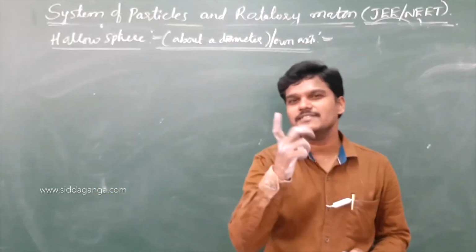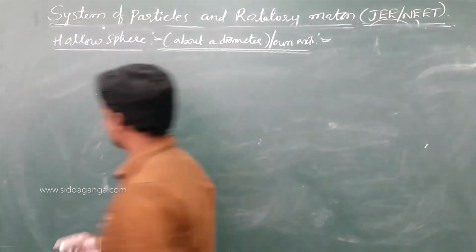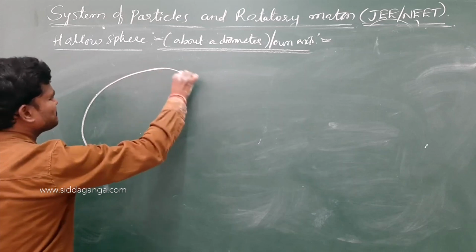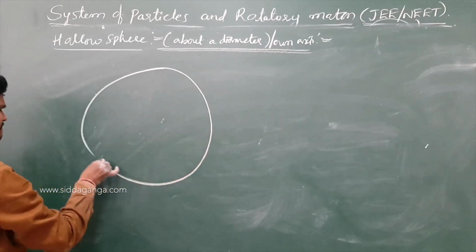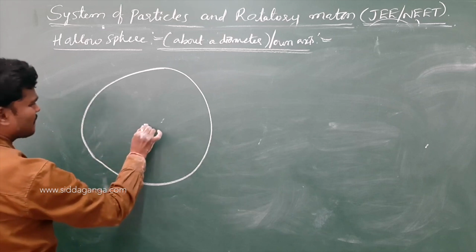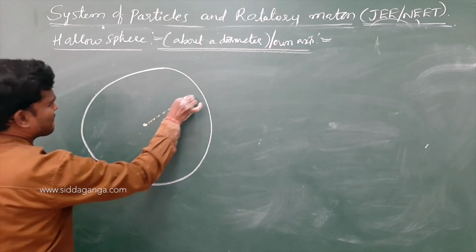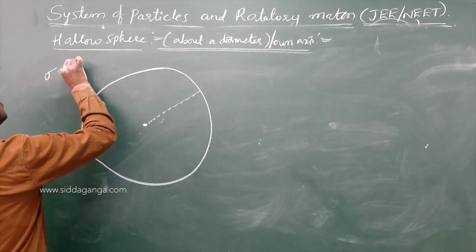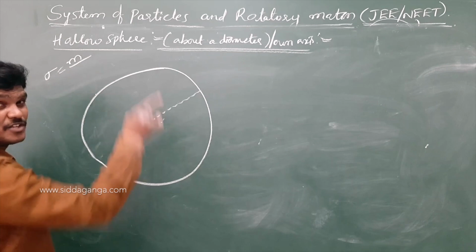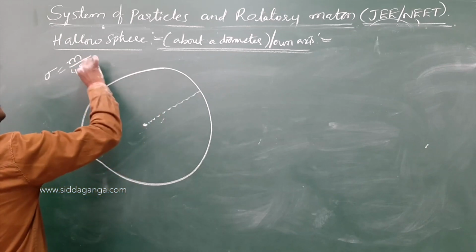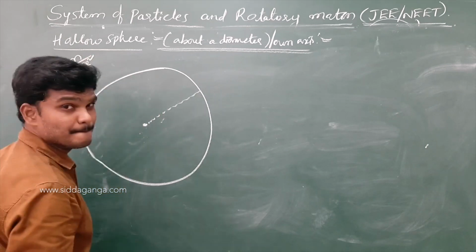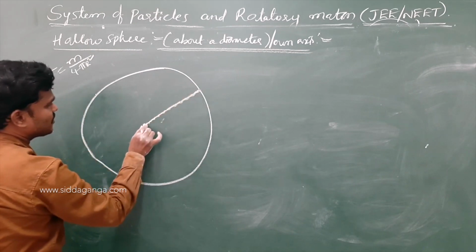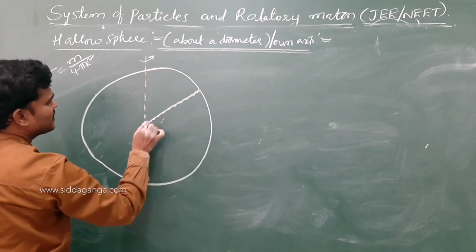So in a hollow sphere, the inside is empty. This is the hollow sphere whose radius is R. The hollow sphere has surface mass density sigma, which is mass by area of the hollow sphere. The area of the hollow sphere is 4 pi R square. Mass by area. Take a small part. About this we need to find.